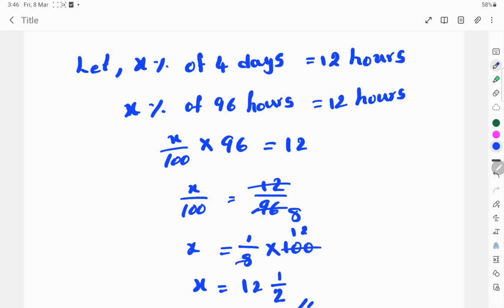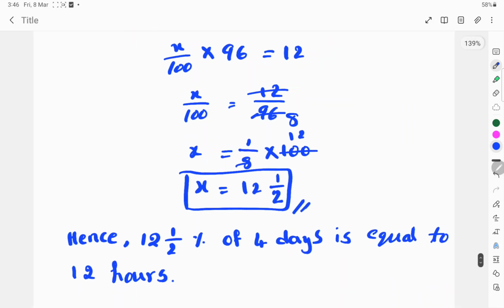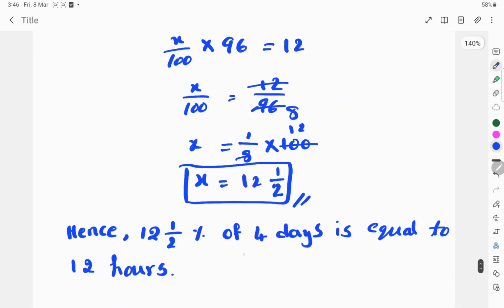Here 100 is divided, so this 100 changes to the right hand side and multiplies. So, 1 by 8 into 100. 8 cancels into 100, 12 1 by 2 times. So, x is equal to 12 1 by 2. Hence, 12 1 by 2% of 4 days is equal to 12 hours.